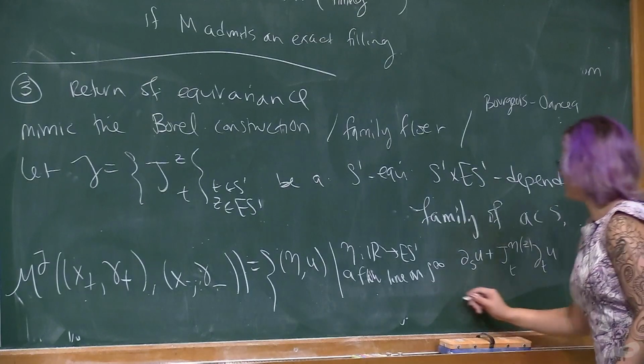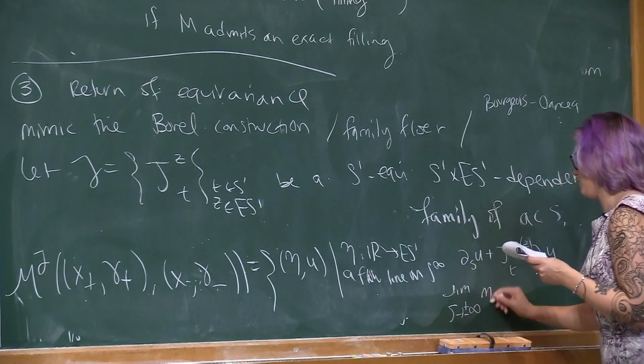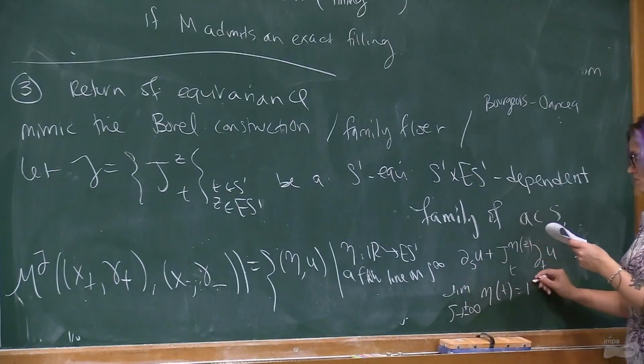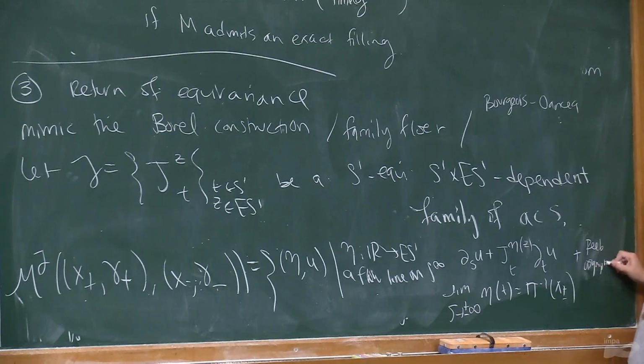And then you have the limit as S goes to plus or minus infinity of eta of T equal to pi inverse of x plus minus, which are the critical points on CP infinity, plus the Reeb asymptotics. And then you need to mod out by the automorphism group of S1 cross R.